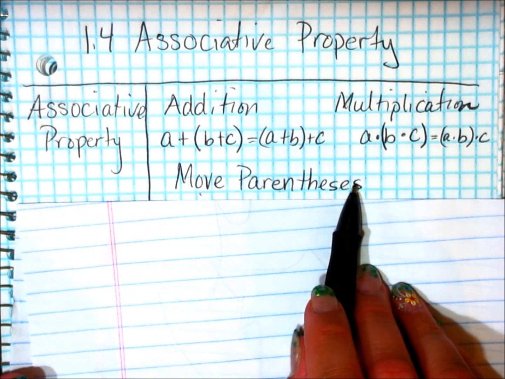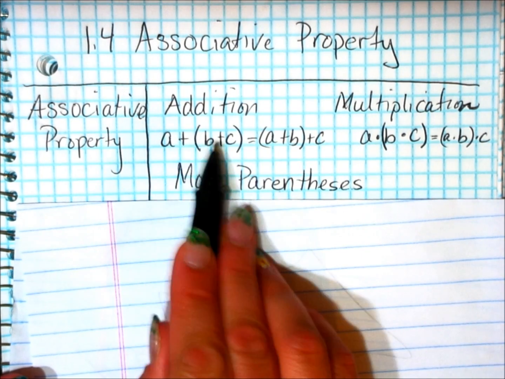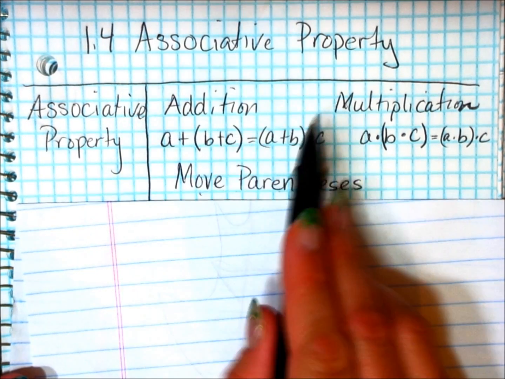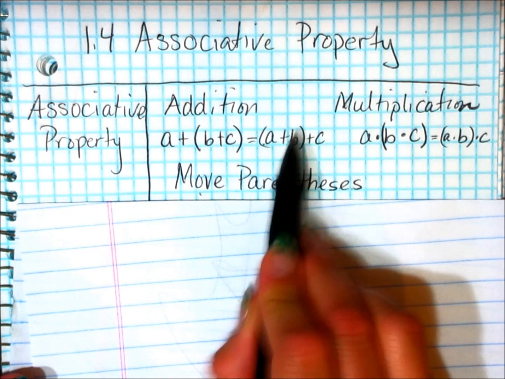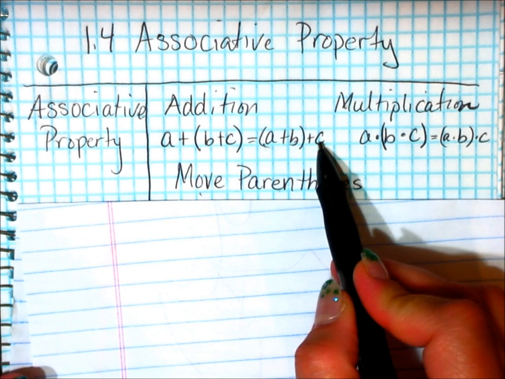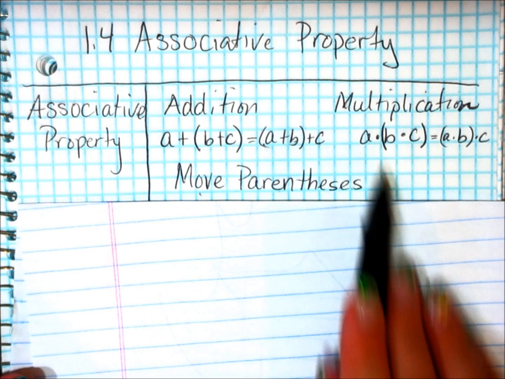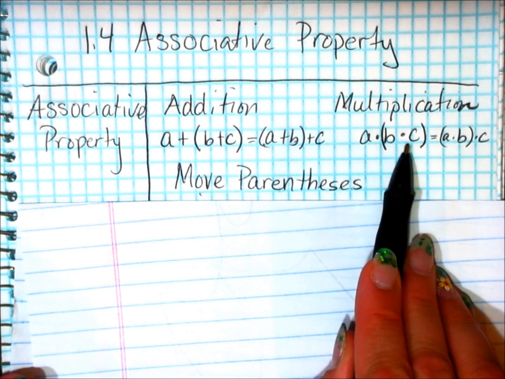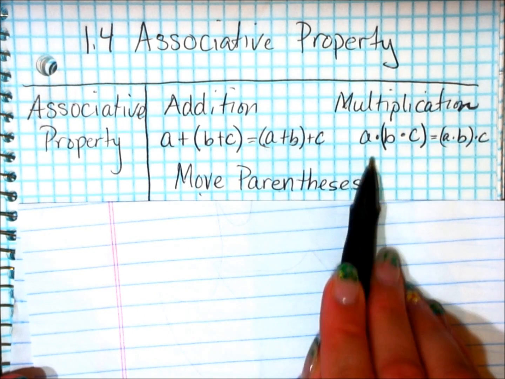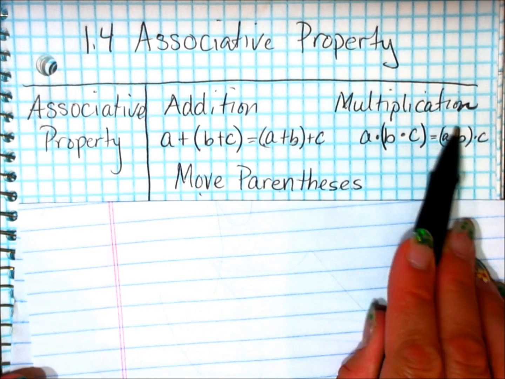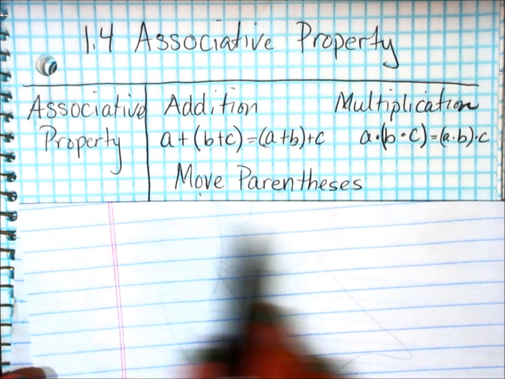to change the parentheses. So A plus (B plus C) in the parentheses, we can rewrite as (A plus B) in parentheses and the C out of the parentheses. We just slid them over. A times (B times C), move them over: A and B are inside the parentheses times C. So you're moving the parentheses.